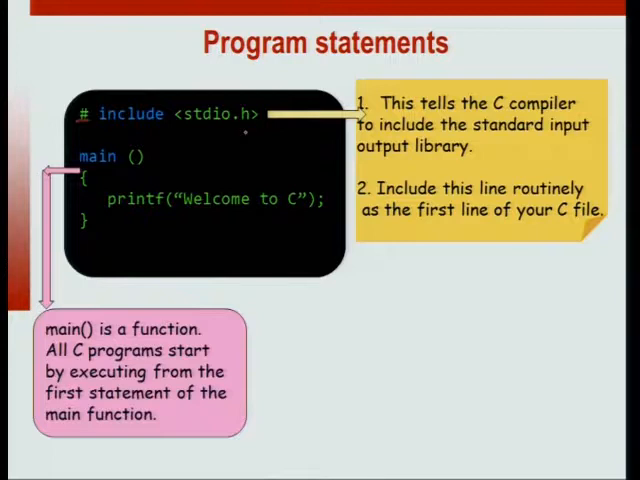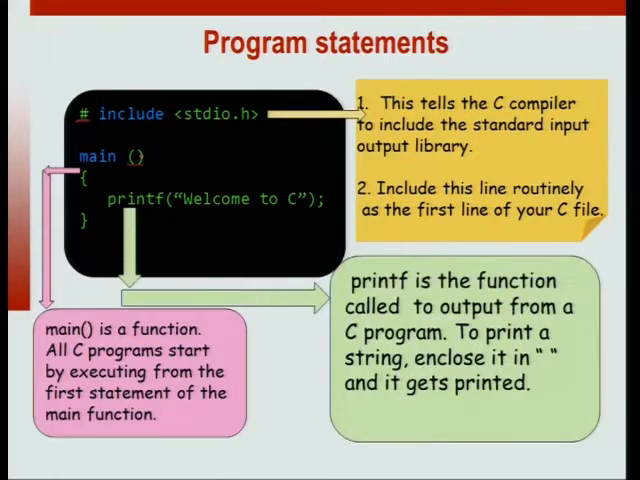Now, the second line has a function called main, and again note the parentheses here, which are also part of the syntax. So main is a function. All C programs start by executing the main function, and it starts from the first statement of the main function. What does the main function have? It has a single line which says printf welcome to C. So printf is the function called to output from a C program. To print a particular message, you enclose it in double quotes. Whatever is enclosed in the double quotes will be printed.